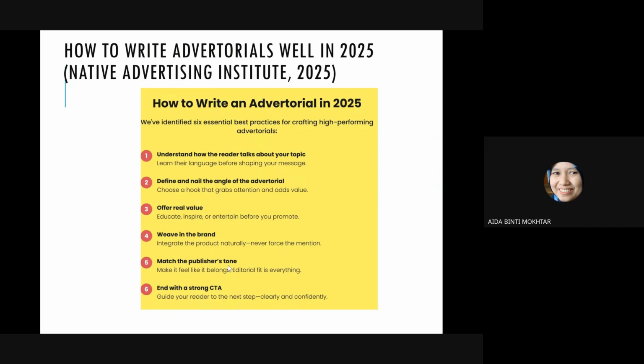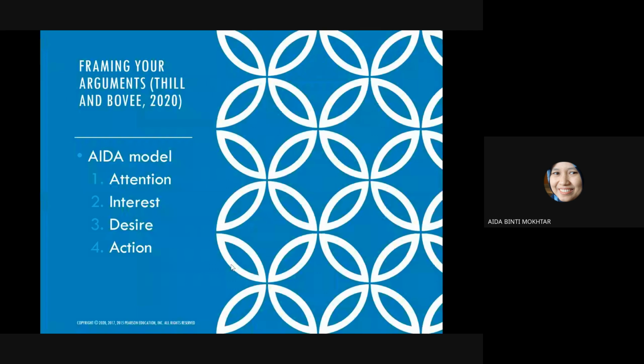Three, offer real value: educate, inspire, entertain before you promote. Four, weave in the brand. Integrate the product naturally, never force the mention. Five, match the publisher's tone. Make it feel like it belongs in the media vehicle, in the magazine, in the newspaper. The editorial fit is everything. Six, end with a strong CTA. Guide your reader to the next step clearly and confidently.